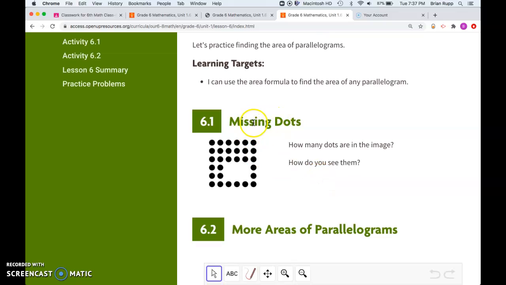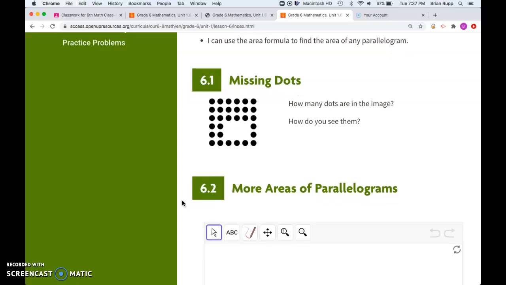So the first thing is a warm-up activity on missing dots. How many dots do you see in the image? But more importantly, I'm curious, how do you see them? How do you see them when you figure out how many dots are in the image?